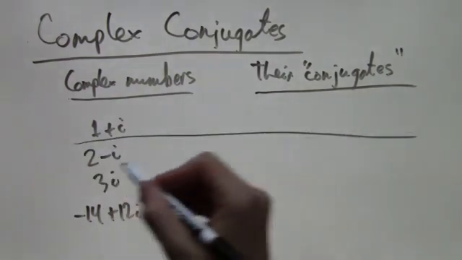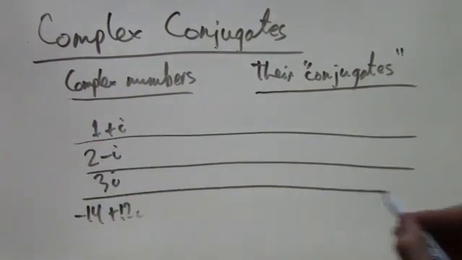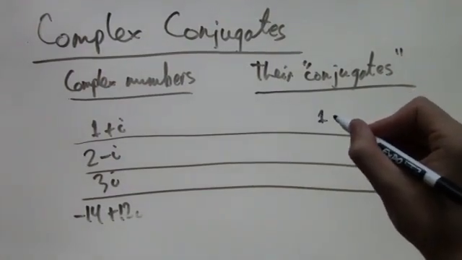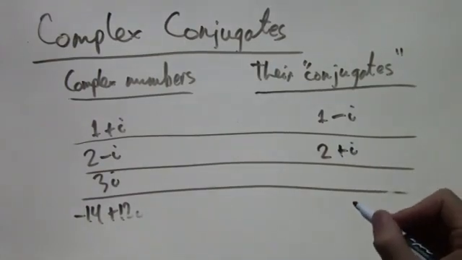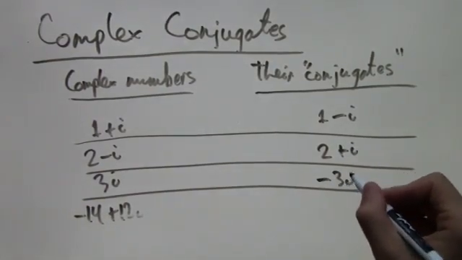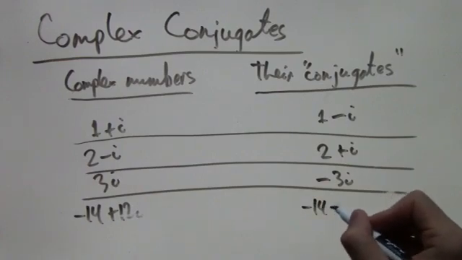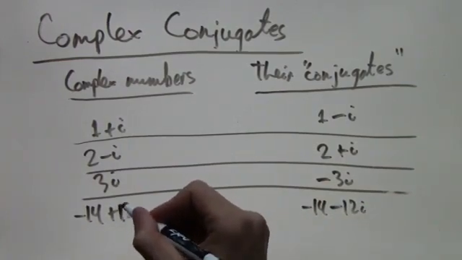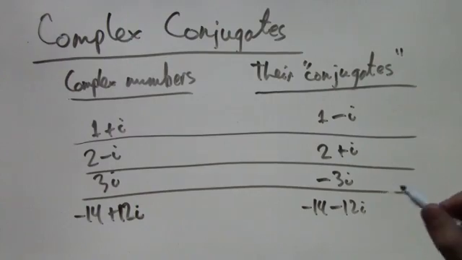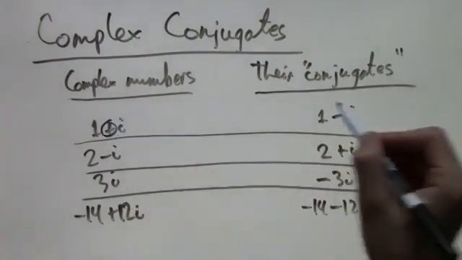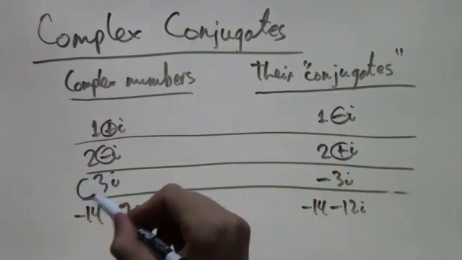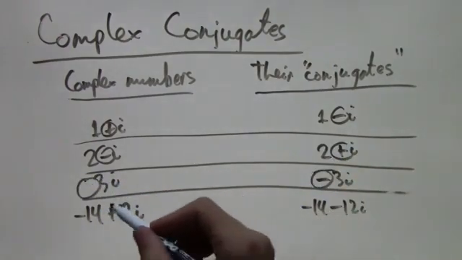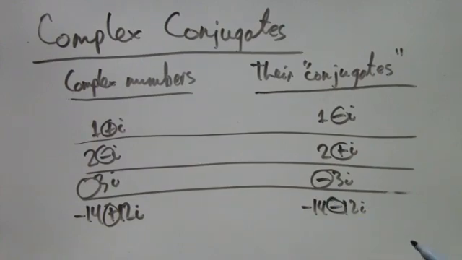For 1 plus I, let me add these lines real quick. For 1 plus I, it'll be 1 minus I. For 2 minus I, it'll be 2 plus I. For 3I, just negative 3I. And here, negative 14 minus 12I. So what we've done is we've flipped the sign where we have the I, the imaginary part. Where we had a plus, we put a minus. Where we had a minus, we put a plus. And that is what we call the complex conjugate of a number.